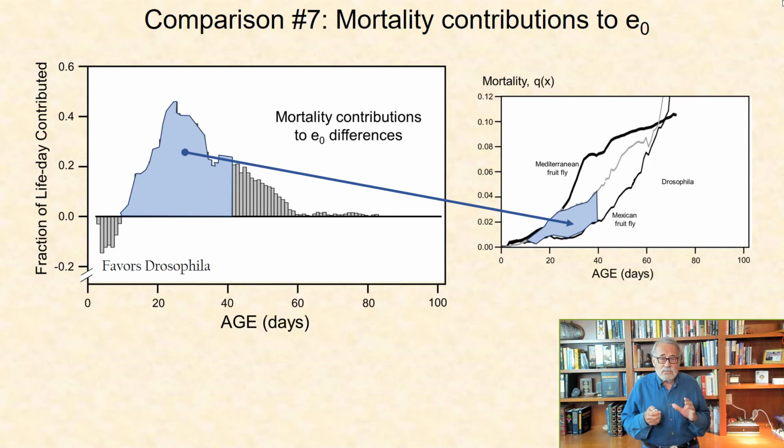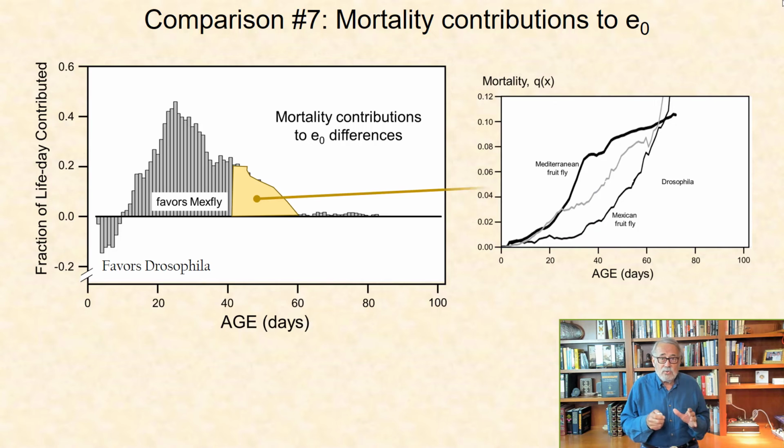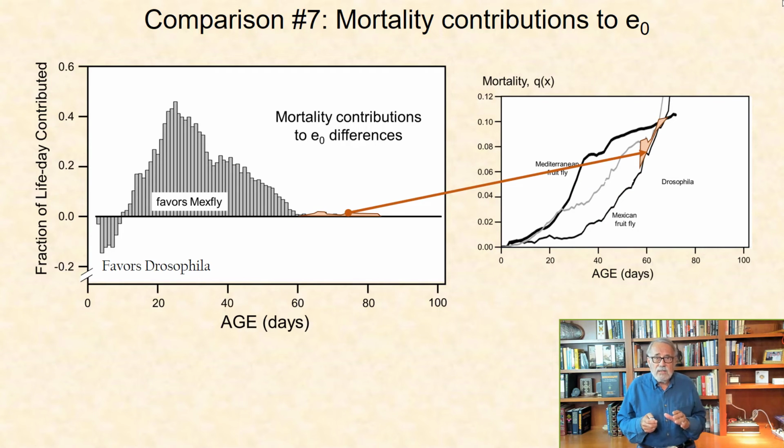You see here that a substantial but yet smaller proportion of these differences in life expectancy occur due to still very large differences in mortality from ages 40 to 60 days, as seen in the rightmost graphic of mortality. Very small contributions in favor of the Mexican fruit fly life expectancy occur at 60 days and beyond.